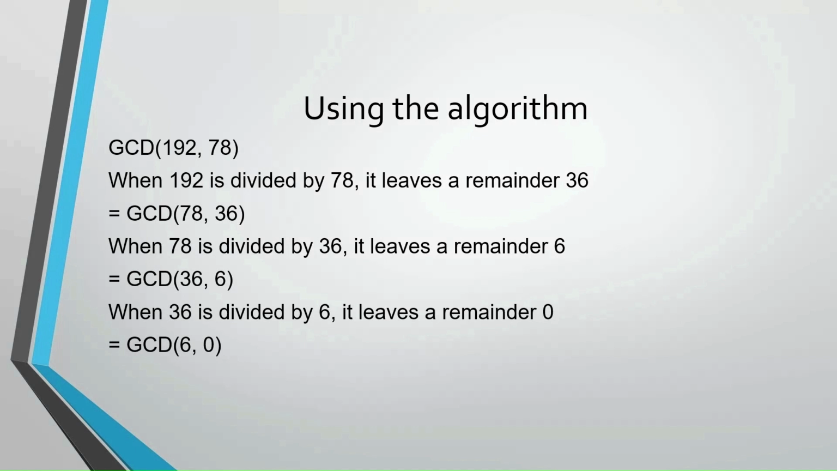And now remember the first rule. The GCD of a and 0 is always equal to a. So the GCD of 6 and 0 will always be equal to 6. Using the algorithm, we were able to continuously divide or break down the bigger sum into smaller sums until we could arrive at an answer.